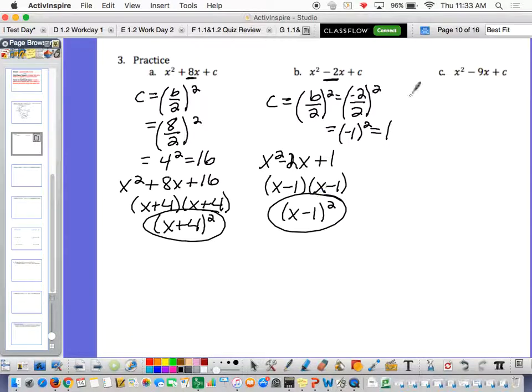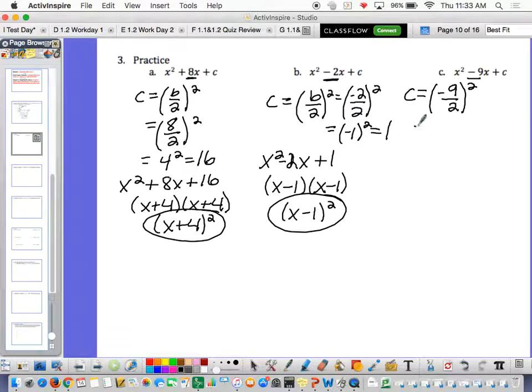The last one's fun. C is going to be B, which is negative 9 over 2 squared. And you're like, Bacham, that doesn't divide evenly. It's totally cool, guys. Just keep it as a fraction.